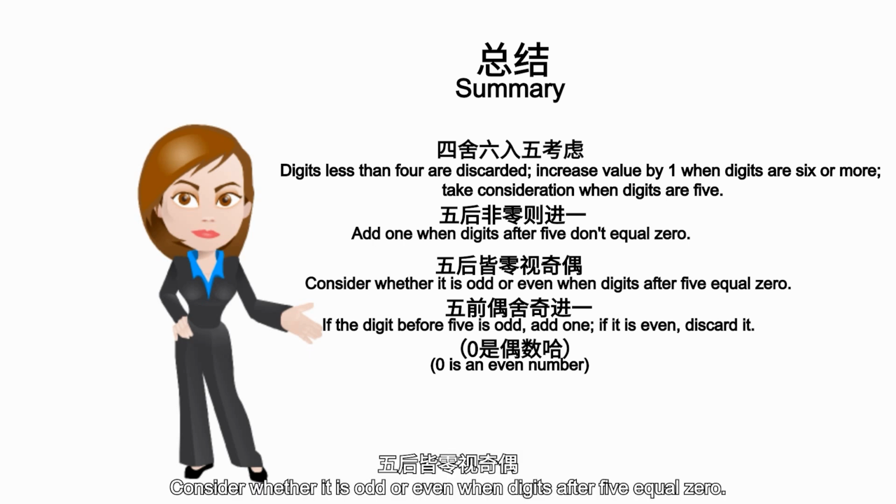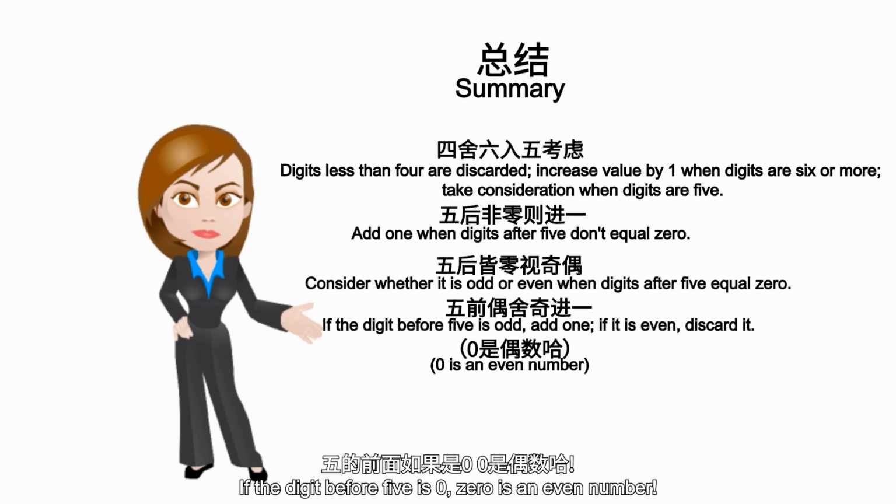Consider whether it is odd or even when digits after 5 equal 0. If the digit before 5 is odd, add 1. If it is even, discard it. If the digit before 5 is 0, 0 is an even number. Did you get it?